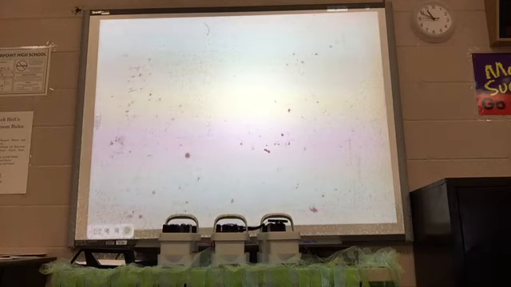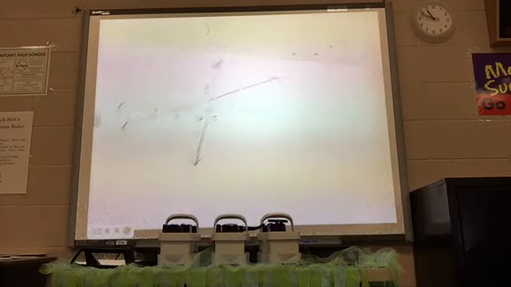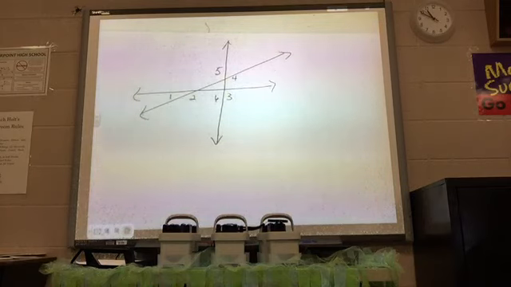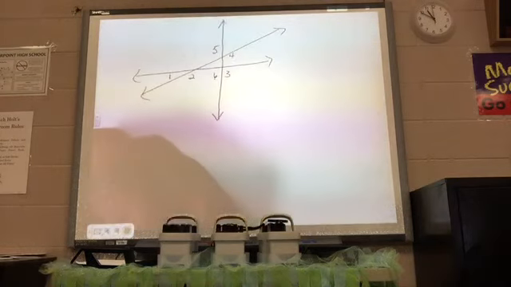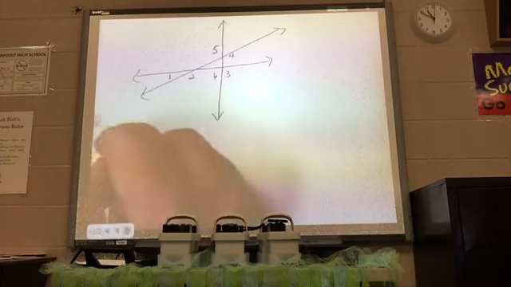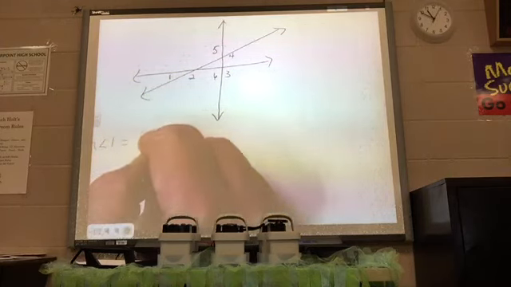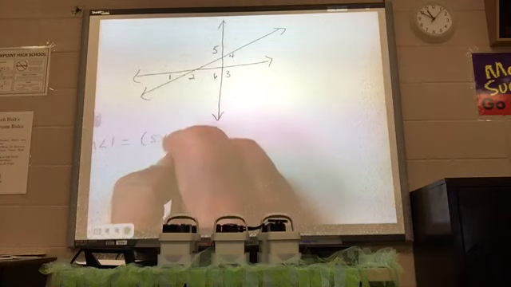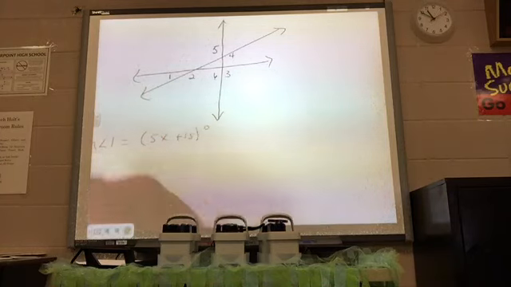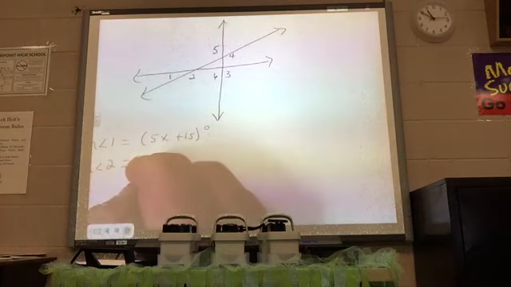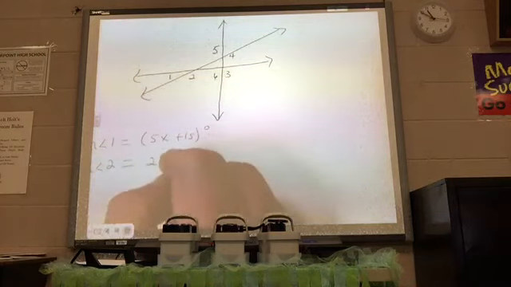Okay. All right. Look at this figure. All you have is some lines that cross, and they form angles. I'm going to give you a little bit of information. The measure of angle 1 is equal to 5x plus 15 degrees. The measure of angle 2 is 28x degrees.